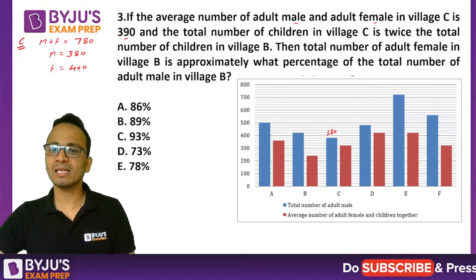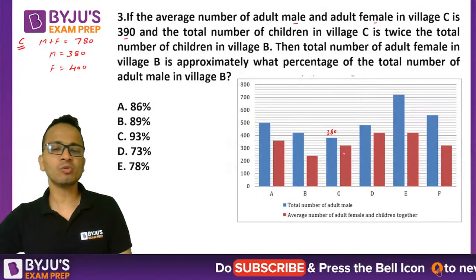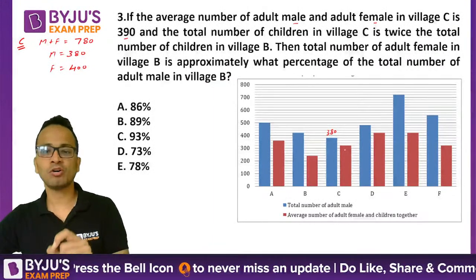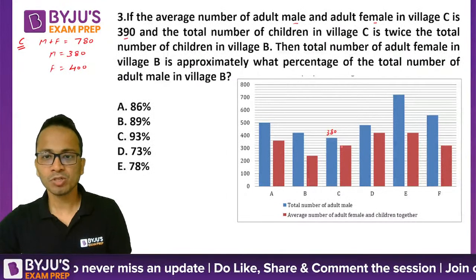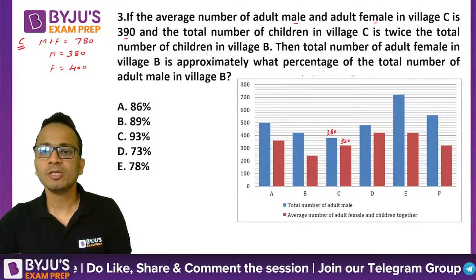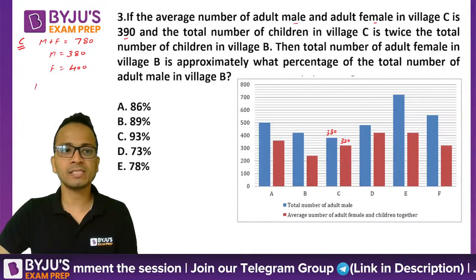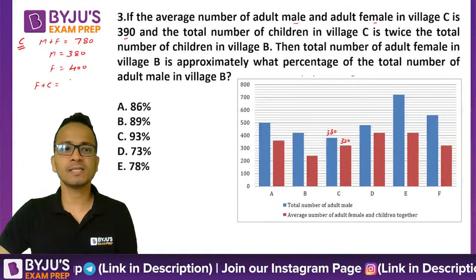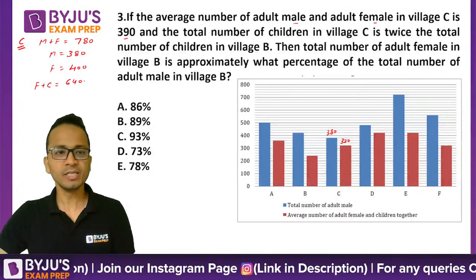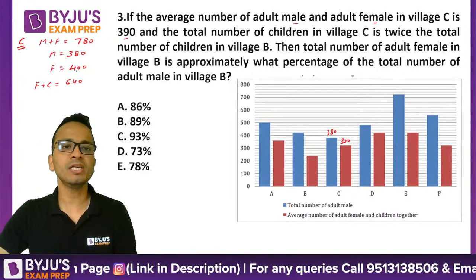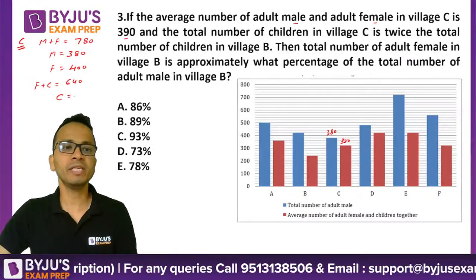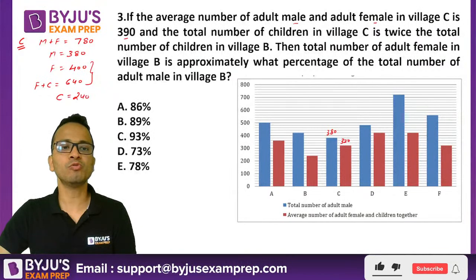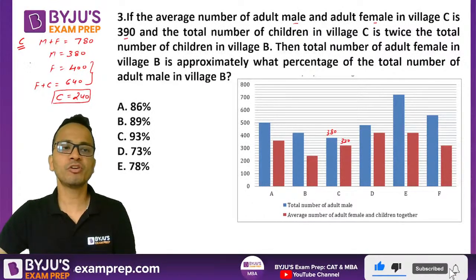So the number of females I have calculated. Now again going back to the graph for village C, if I take the average of female and children from the red bar, the red bar is 320. So female plus children will be 320 multiplied by 2, that is 640. So the sum of female and children आ गया 640. Female already पता है, so the number of children भी calculate हो जाएगा. From this data, that is 640 minus 400, which is 240. So I have got the number of children in village C.